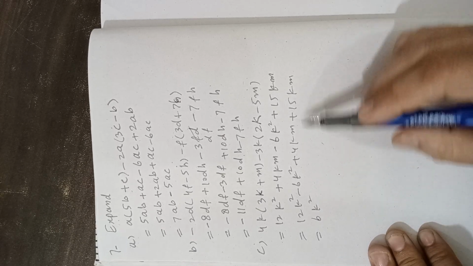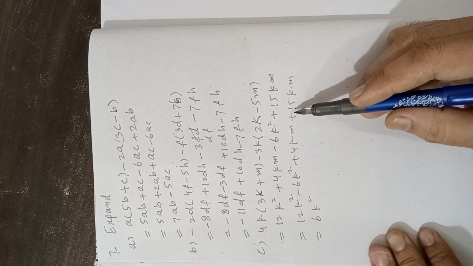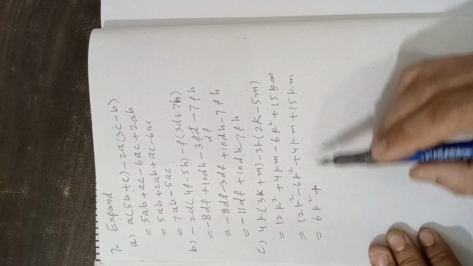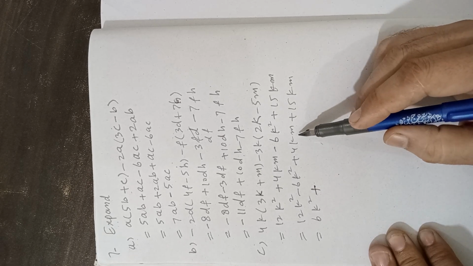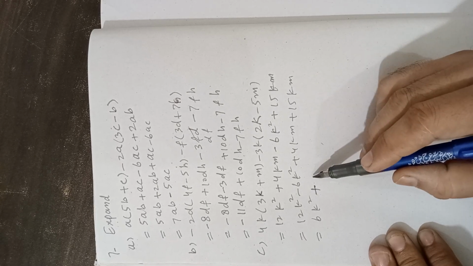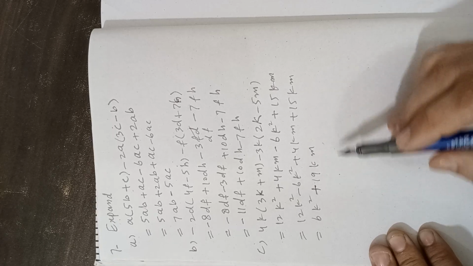And from these two like terms, you see that these are both of plus sign and they carry the same type of sign, and also they are the same terms, alike terms. So 4 plus 15 makes 19 and Km is here.